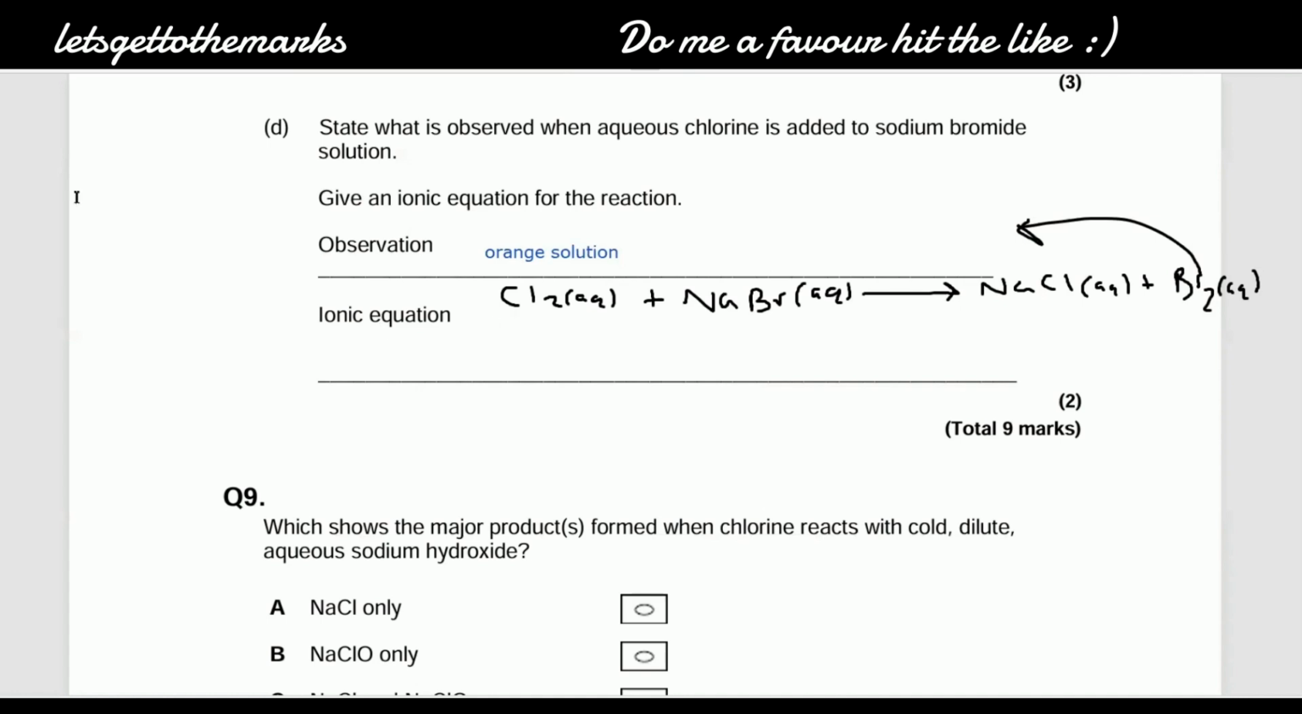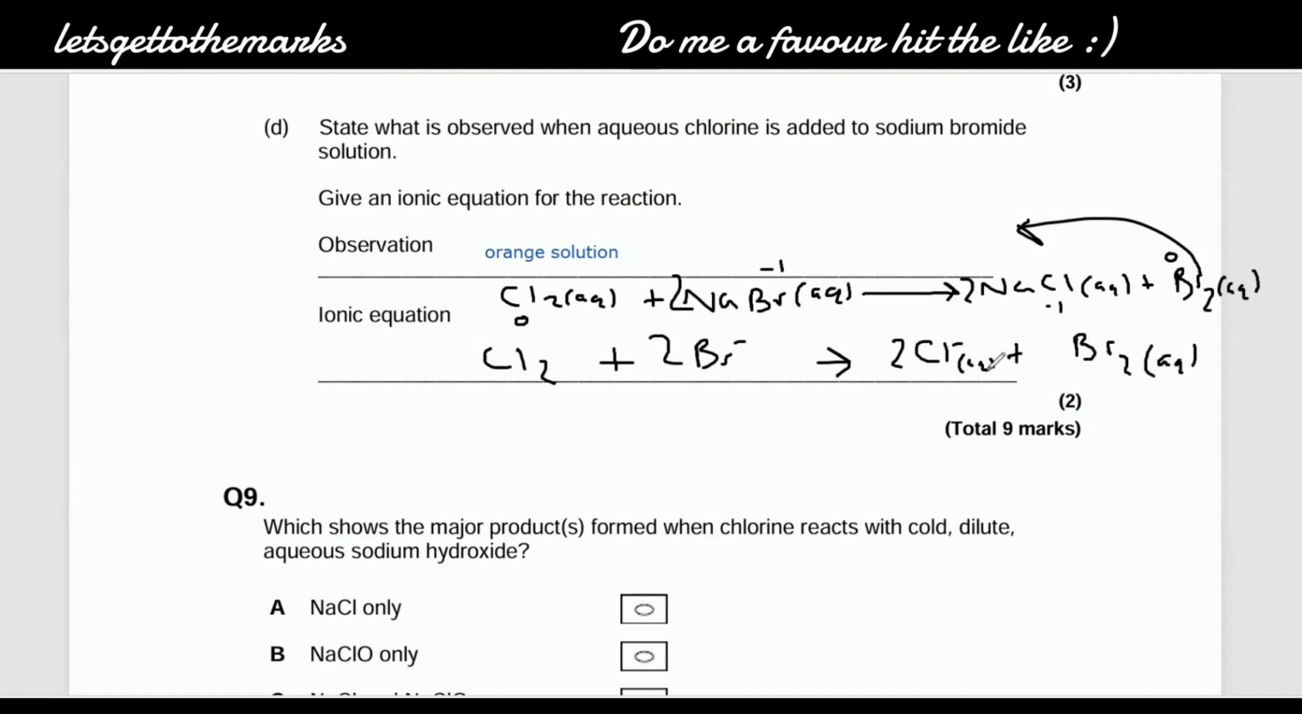Now the ionic equation. I've done the normal equation, but in the ionic equation we don't want to include spectator ions. Anything that has changed its physical state or oxidation state stays. Chlorine has gone from 0 to -1, so I'm definitely putting Cl2 in here. Bromine has gone from -1 to 0, so it is also not a spectator ion. To balance this, I need 2 bromide ions going to 2 chloride ions plus bromine.